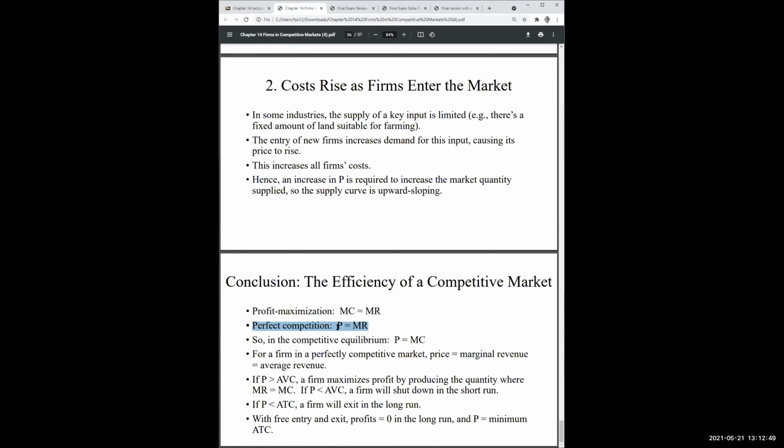Okay, and just another quick question. I've been seeing a lot of correlation between long run and short run. So is there a specific rule for monopolies in the long run and short run, and monopolistic competition in the long run and short run? Is there a distinction between the rules?